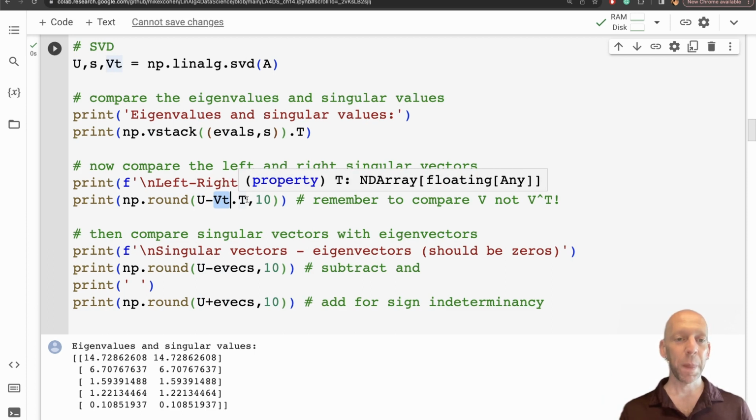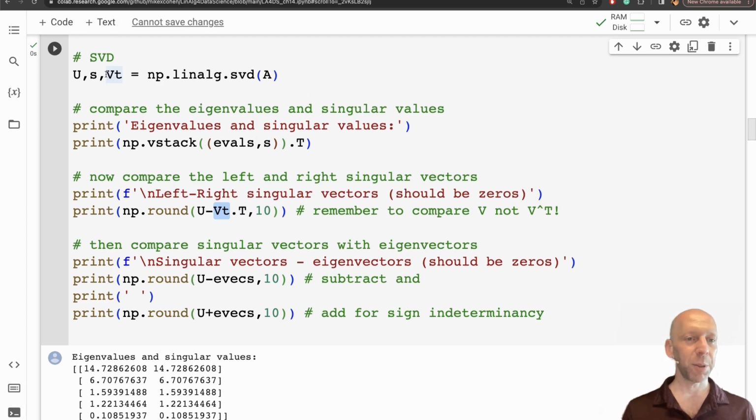Now, remember, this is another potential source of confusion with the SVD. Remember that what Python is actually returning here is not the matrix V, it is the matrix V transpose. So if you want to compare U with V, you actually need to transpose this matrix, because you're effectively transposing it back to be V, where the columns contain the right singular vectors.